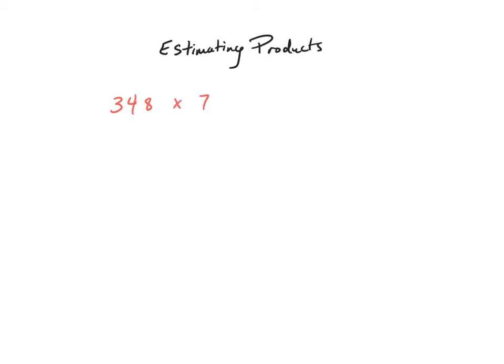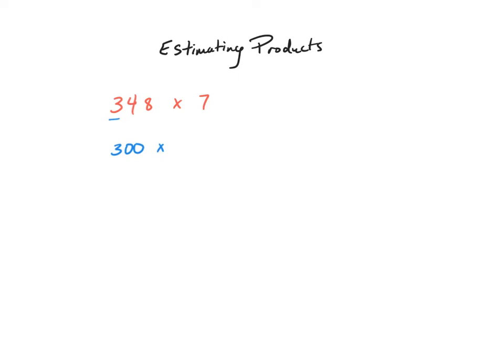When I'm doing magnitude estimates for multiplication, I always round to the greatest place value unless I have a particular context for my problem that requires me to be more accurate in my estimation. So in this problem, I'm going to start with my first factor, and I'm going to round to the greatest place value, which is the hundreds place. This number is closer to 300 than 400. And my next factor is a 7.